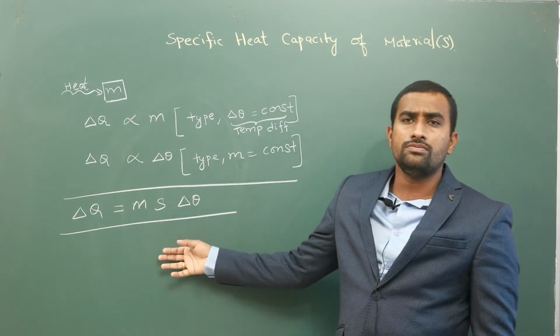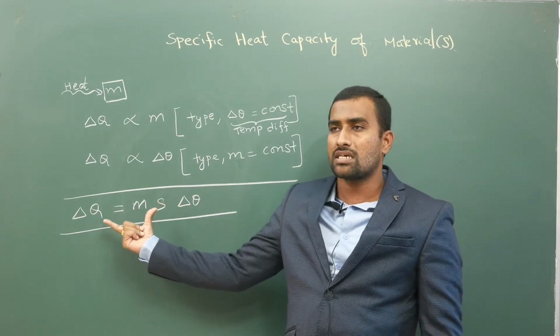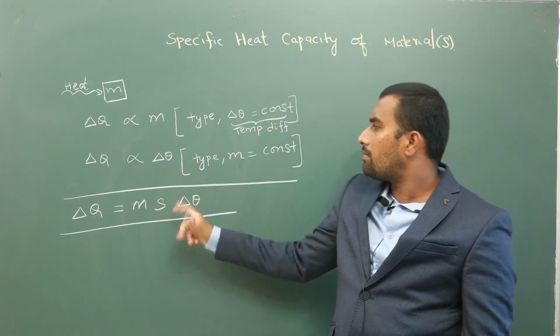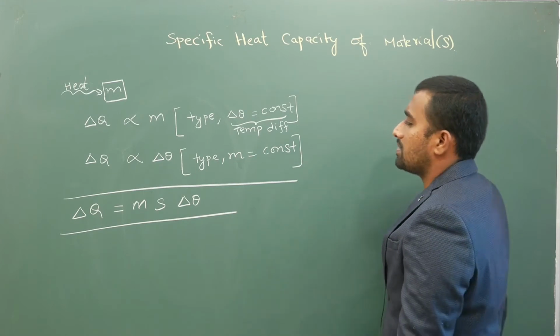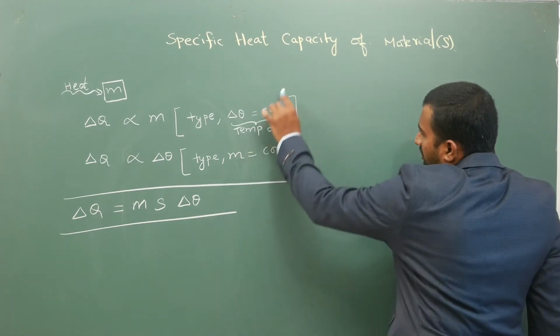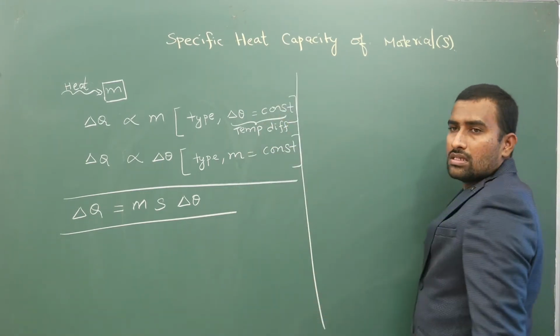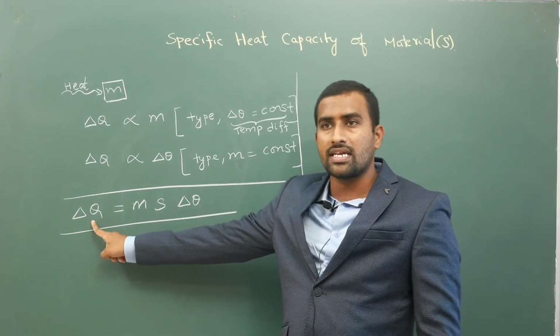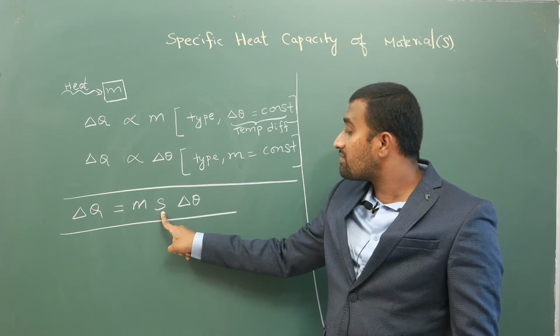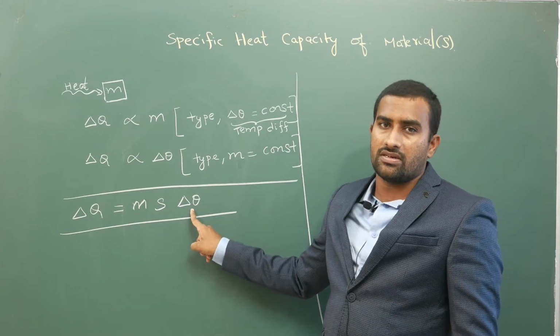Many people will directly give you this as the formula, but I have put it in a logical manner, that's all. This is an experimental observation. This is your heat energy definition: delta Q is heat, m is mass, S is specific heat, delta theta is temperature difference.